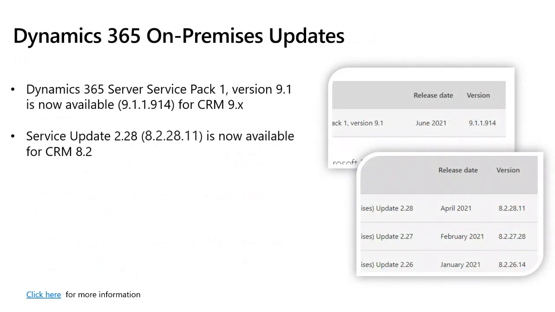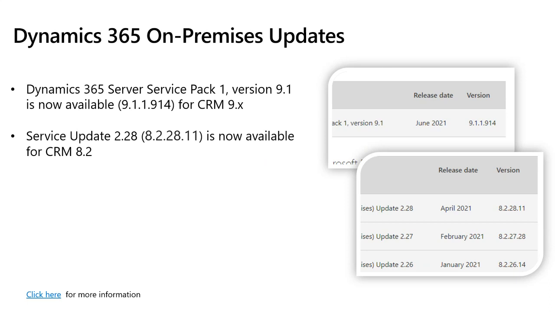On the on-prem side, we did release version 9.1 for on-prem, Dynamics 365 Server Service Pack 1. That is available out there. That is a cumulative update, so if you apply it, it does include all the other version 9 updates. Typically, the version 9 updates are coming roughly monthly, and you can keep up to date on those on that article. For version 8.2, if you're on 8.2 for on-prem, there is service update 2.28.